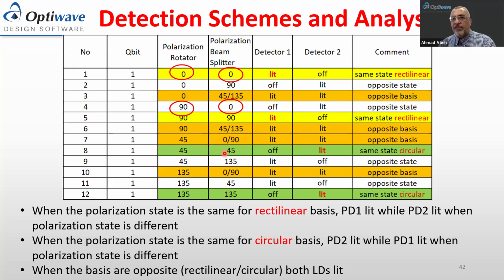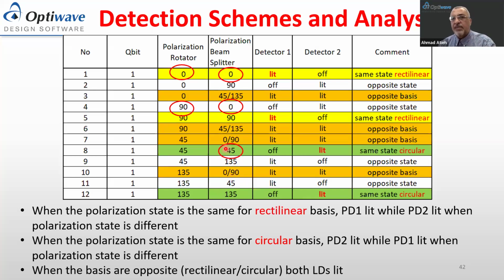Now, if you have 0 or 90 degrees on the beam splitter, and you send circular polarization, both LEDs are going to be lit. That's the good thing about this method. You can have 2 sections, one section for detecting the linear polarization, vertical or horizontal, and the other section for detecting the circular polarization.